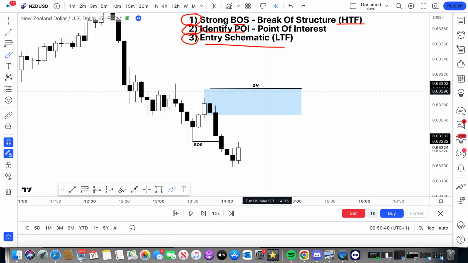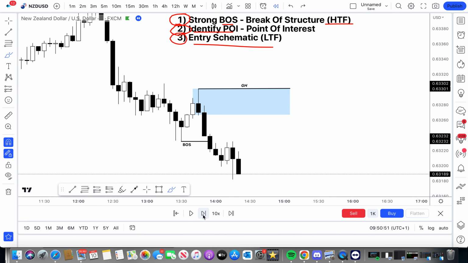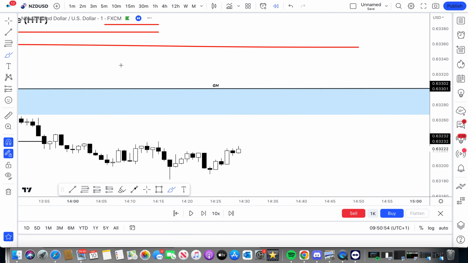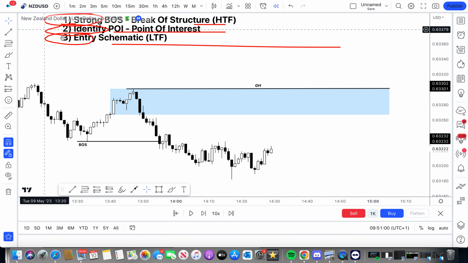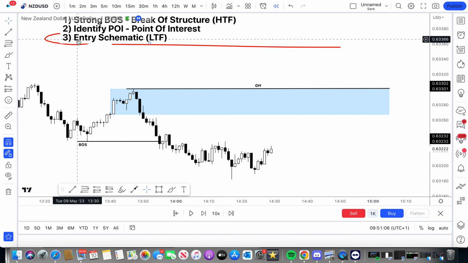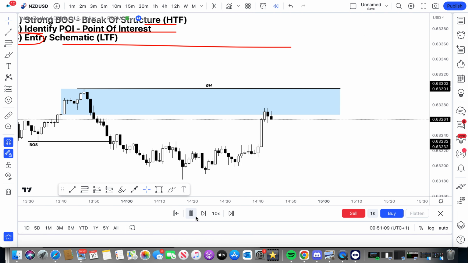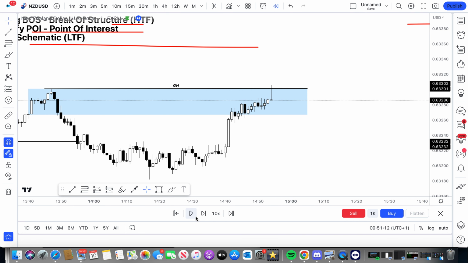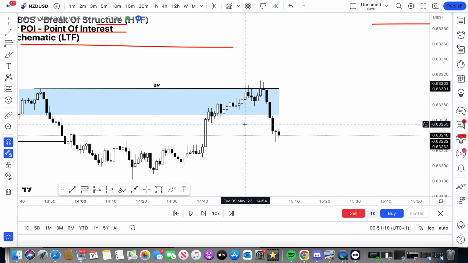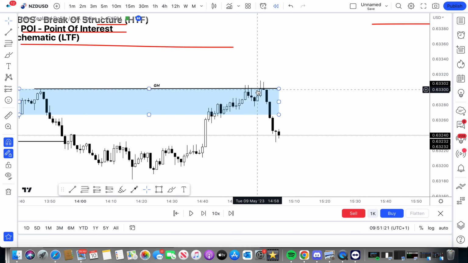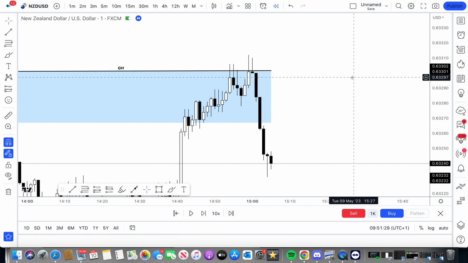Let's play this on a little bit and let's drop to the lower time frame here. So now we're dropping onto the lower time frame. This is where we're looking for number three, which is our entry schematic. We're looking for the lower time frame structure shift, and I'll break this down for you now slowly. Price comes into our point of interest, and let's zoom in so I can make this very clear. We're inside of our point of interest, our extreme supply. This is where we're looking to short the market. Let's zoom in closely so you guys can get a good picture here.